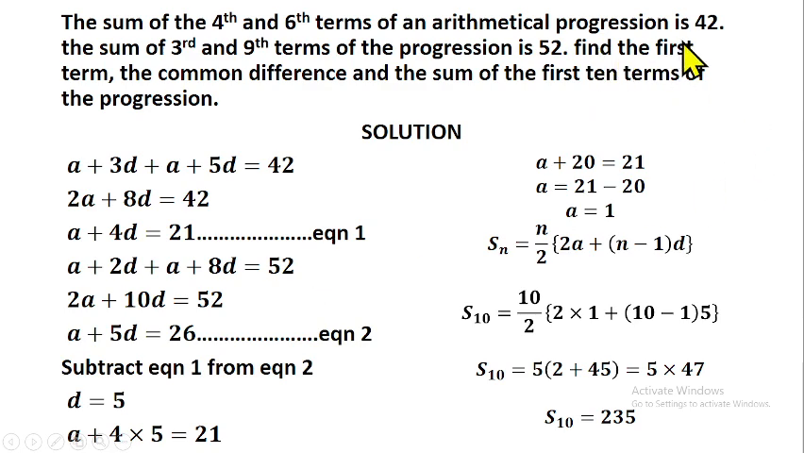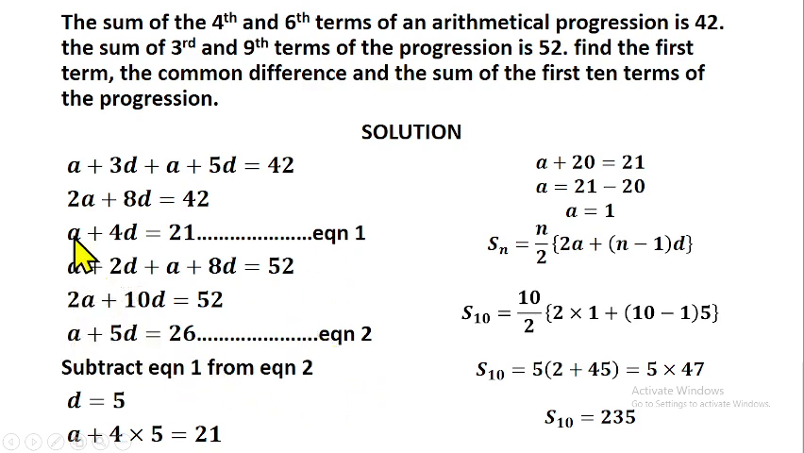So, the question asks us to find the first term, the common difference, and the sum of the first 10 terms of the progression. From these two equations we have gotten here, we can find the first term and the common difference. You can solve these two equations simultaneously, whether by elimination or substitution. But I know it can be solved using elimination easily, because the coefficient of A here and the coefficient of A here are already equal. So what do we do? We subtract equation 1 from equation 2.